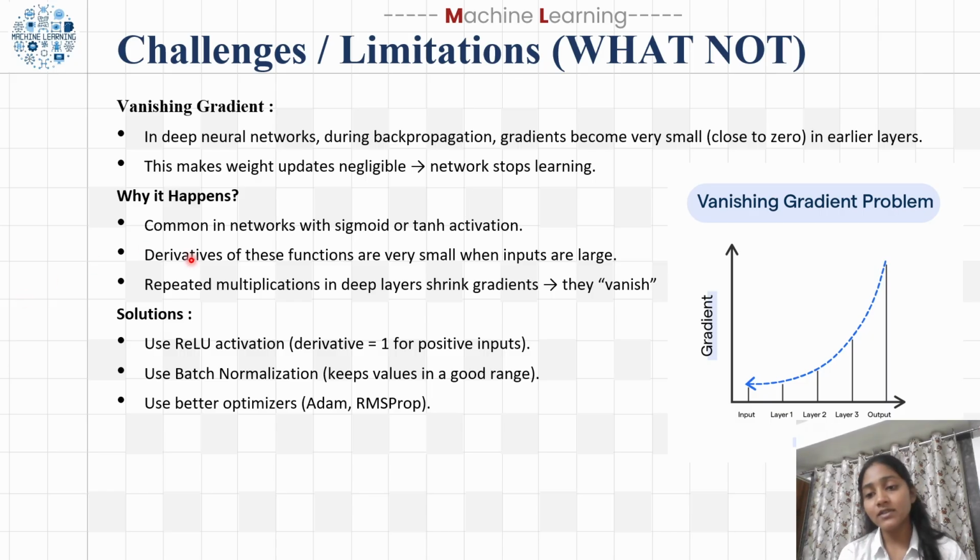So why does this happen? It happens with some functions like sigmoid and tanh. Derivatives of these functions are very small when inputs are large. Repeated multiplication through deep layers shrinks the gradients, and they vanish out. The gradient remains with no value. There are solutions: we can use the ReLU activation function, we can use batch normalization, and we can use better optimization. So this is the vanishing gradient.